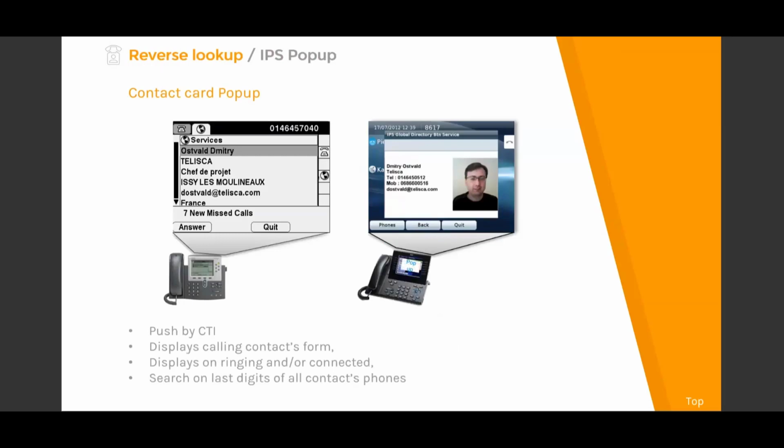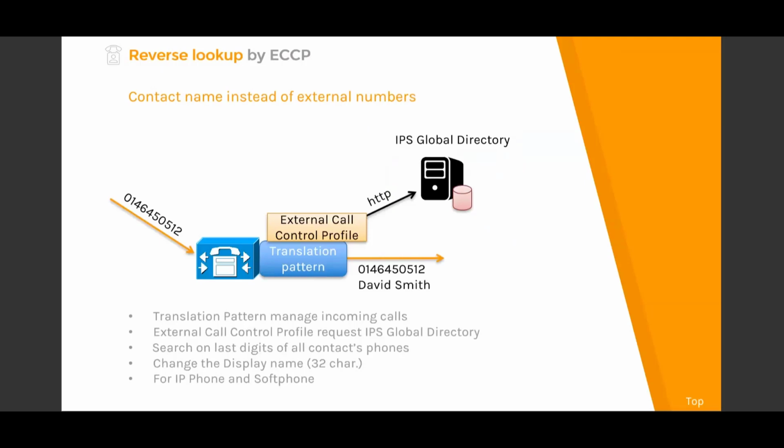For the reverse lookup, there are two solutions. For the IP phone, you can push a text or graphic pop-up, which allows you to display up to 5 lines of information plus the photo. The other way is to intercept the call using the external call control profile associated to the translation pattern. If we identify the calling number, we can create a display name which will follow the call, limited to 42 characters.